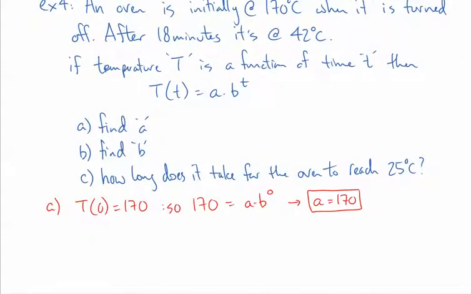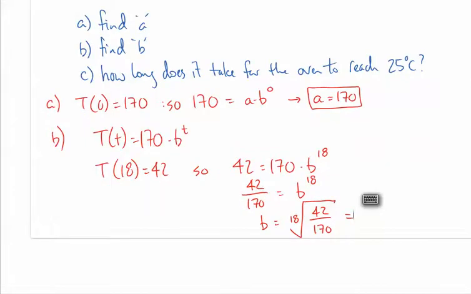Alright, there's A done. I'm told at the start the temperature is 170, so substitute 170 for output or range, and a 0 exponent for the input. That leads to A is 170. Try B. Alright, in this case now I'm able to say 170 base B exponent t. I know the temperature at time 18 is 42. Substitute these. 42, there's my 170 I knew, my 18. Isolate for B. Take the 18th root.